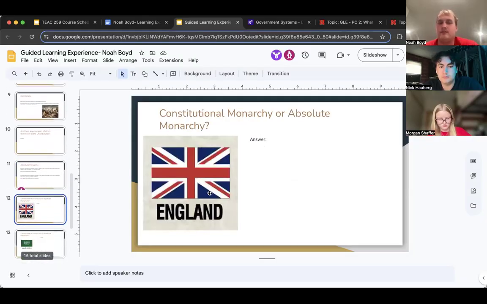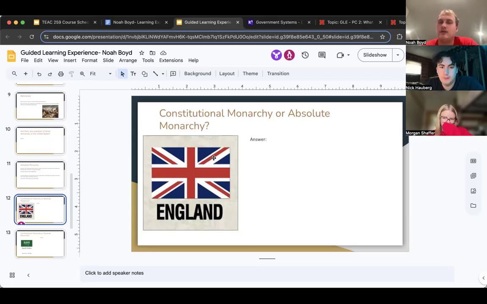So building off of that, this is the United Kingdom or England. What type of monarchy do you guys think this is? You don't have to type, you can just answer. Constitutional. Yeah. So they're probably the most famous example of a constitutional monarchy. Everyone knows about the King and Queen of England, but they still have a parliament. They have their local elected leaders, and then they elect a prime minister. So they're a federal government, and then they have a constitution that lays out their powers.